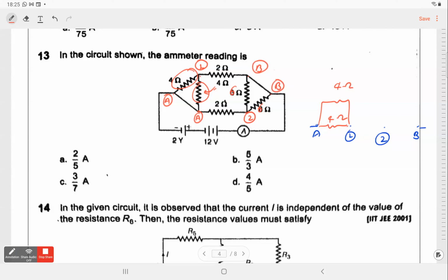1 to B, there is a resistance of 2 ohm, right? Okay. A to 2, there is a resistance of 2 ohm. And 2 to B, there are two resistances of 6 ohm and 6 ohm.